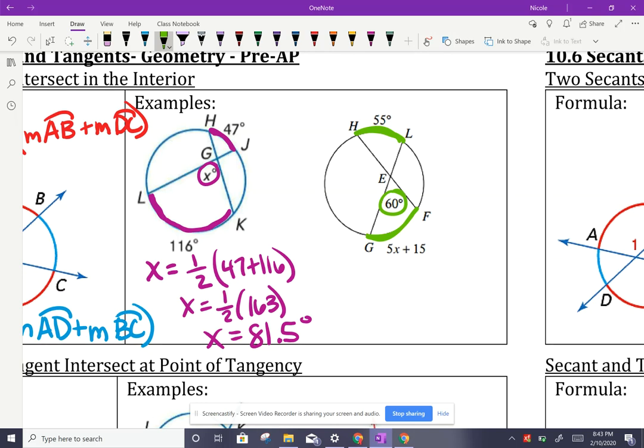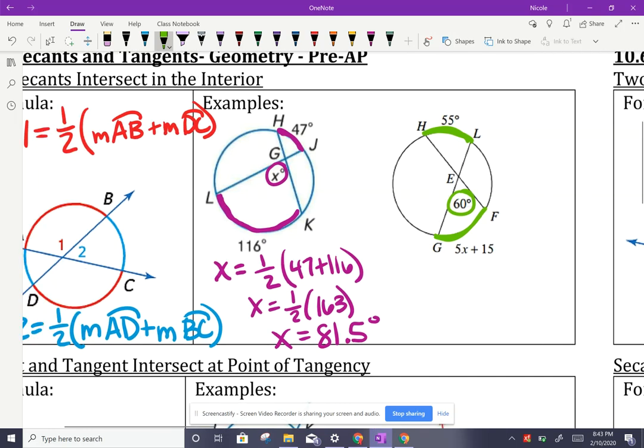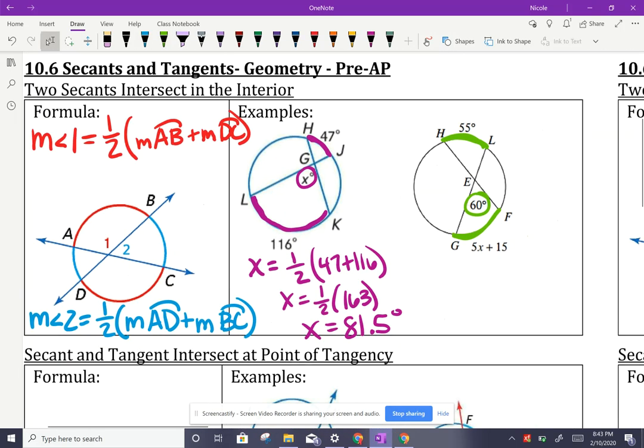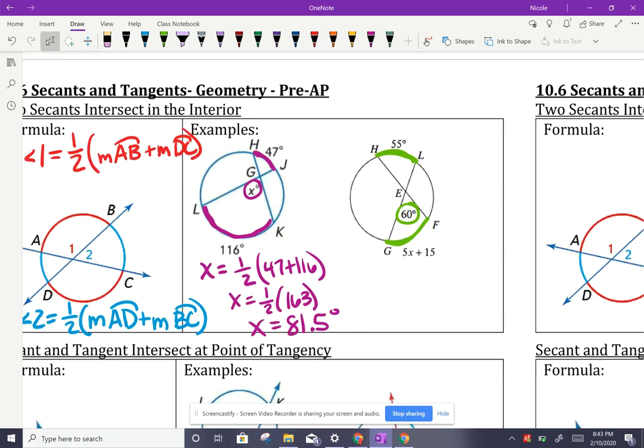Set everything up in the formula you were given. So our angle, which is 60 degrees, equals 1/2 times 55 plus 5x plus 15. I'm going to move this guy. Sorry, space is not on the page. Write small as you take your notes, guys. 60 equals 1/2 times 55 plus 5x plus 15. Combine your like terms there.